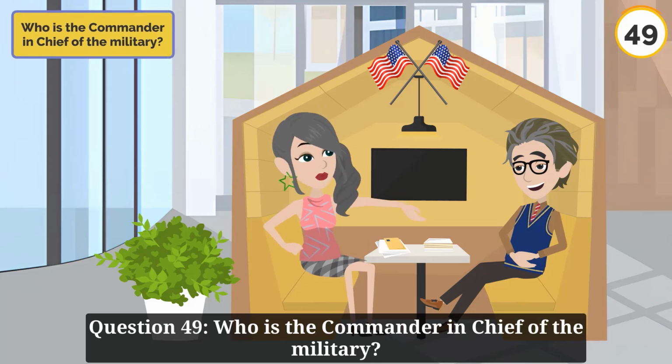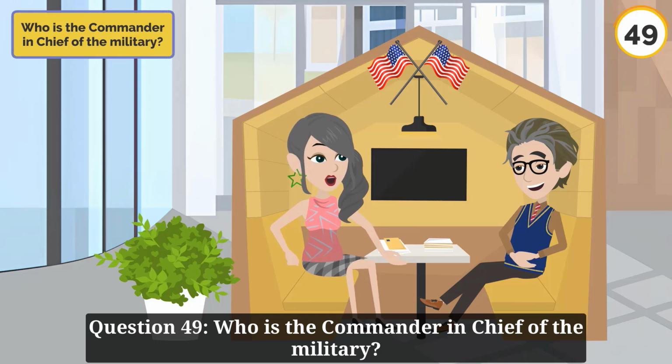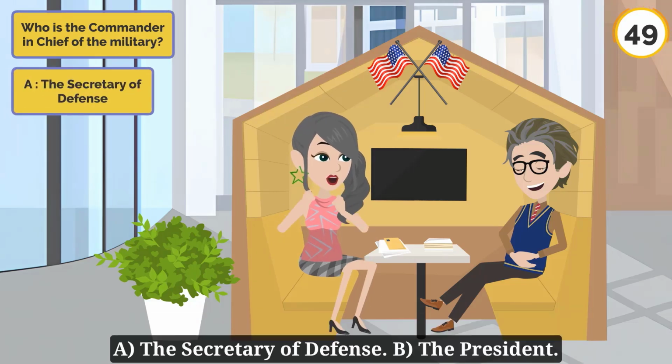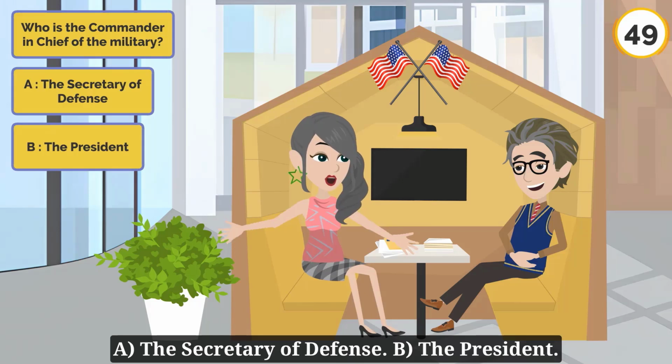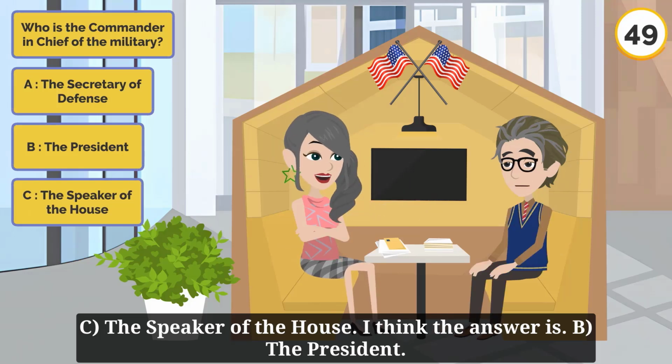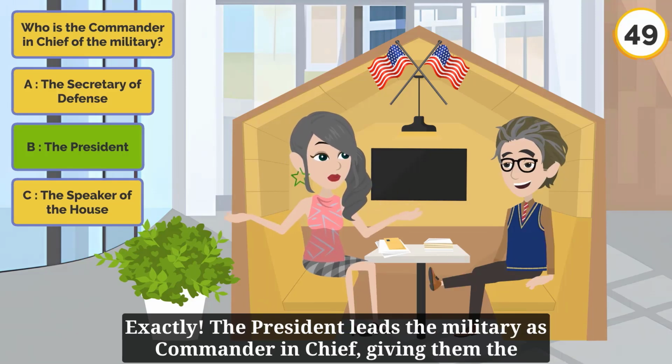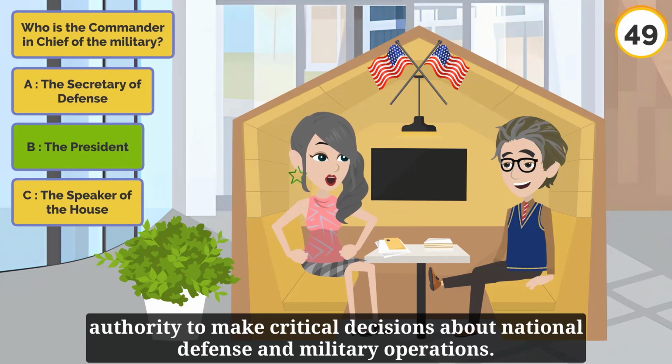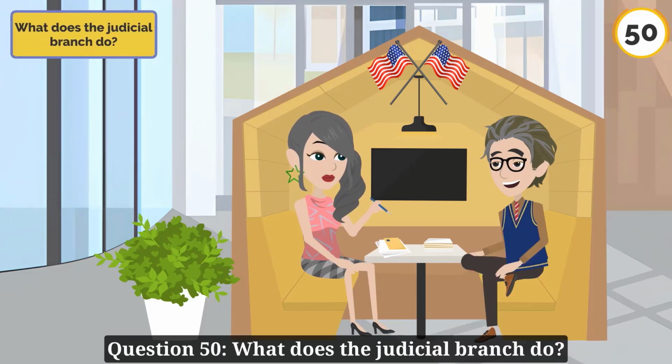Question 49. Who is the Commander-in-Chief of the military? A. The Secretary of Defense. B. The President. C. The Speaker of the House. I think the answer is B. The President. Exactly. The President leads the military as Commander-in-Chief, giving them the authority to make critical decisions about national defense and military operations.